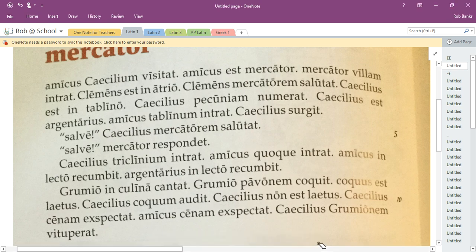Right, Mercator, Chapter 2. It's technically 10% of the way through the course, right? So, Mercator, of course, means merchant. First paragraph, Amicus Caecilium visitat.